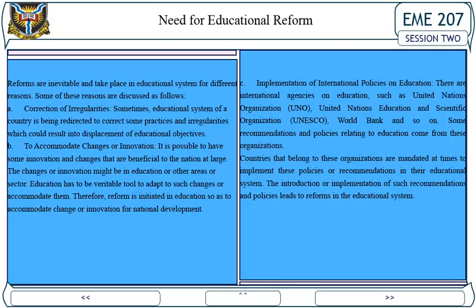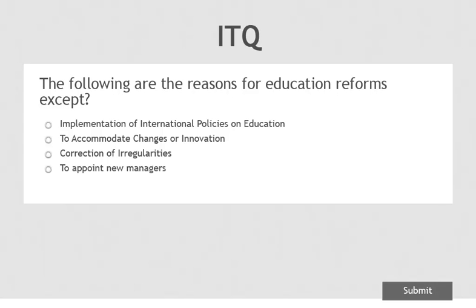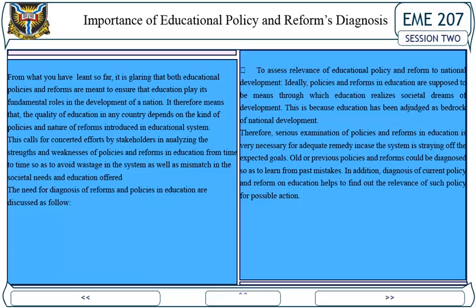C. Implementation of international policies on education. There are international agencies on education such as United Nations Organization (UNO), United Nations Educational, Scientific and Cultural Organization (UNESCO), World Bank, and so on. Some recommendations and policies relating to education come from these organizations. Countries that belong to these organizations are mandated at times to implement these policies or recommendations in their educational system. The introduction or implementation of such recommendations and policies leads to reforms in the educational system.